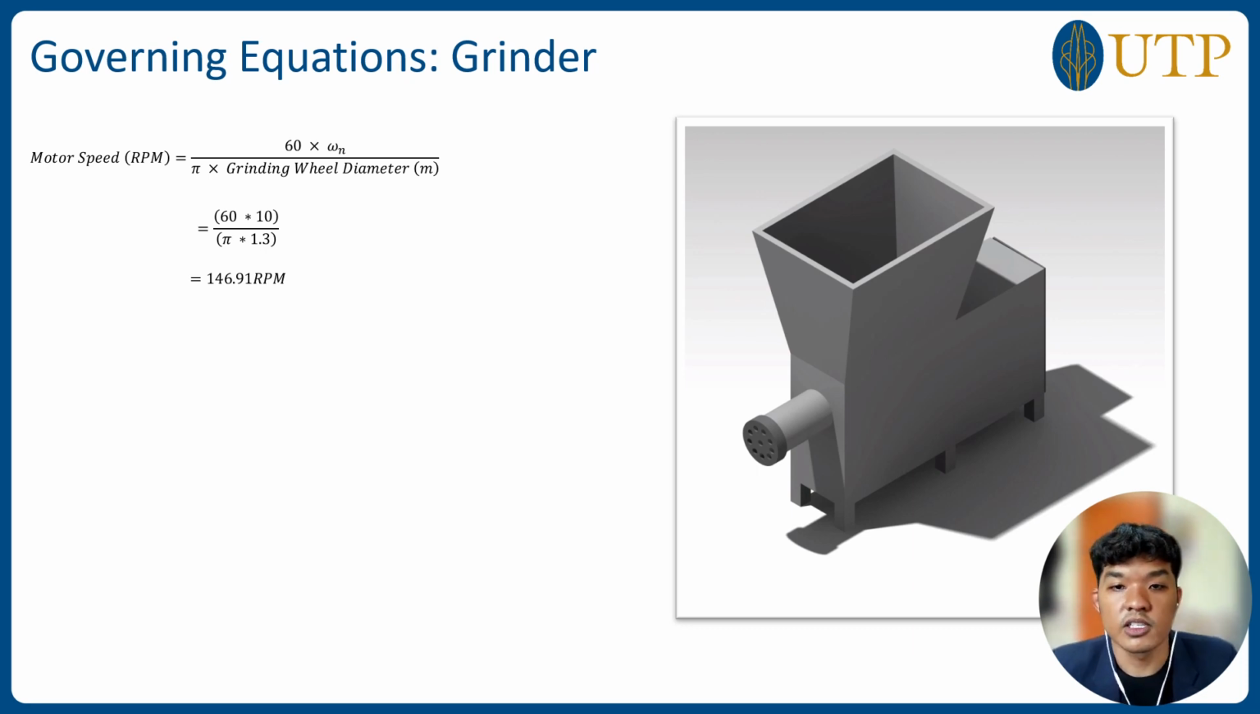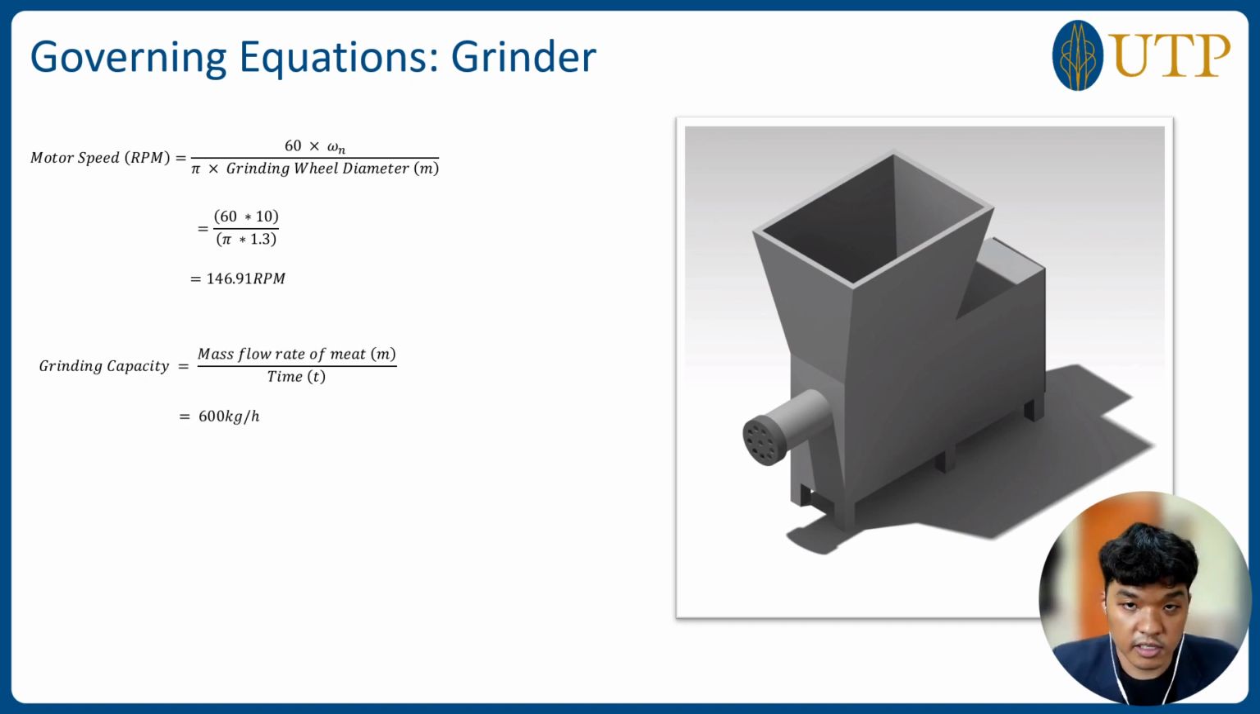the wheel per revolution. So for our project, assuming a motor speed of 10 rpm and a grinding wheel diameter of 1.3, we can calculate the rotational speed of the grinding wheel as follows. The motor speed that we get is approximately 146.91 rpm.